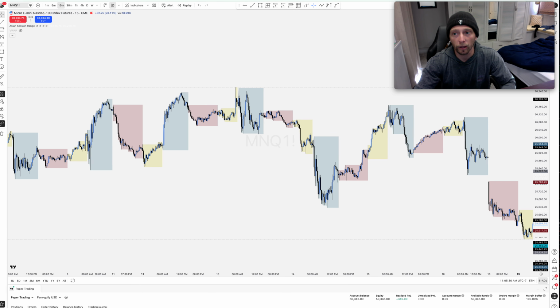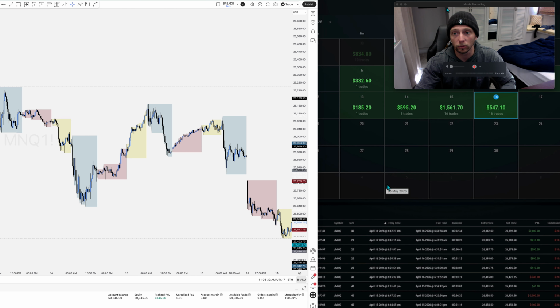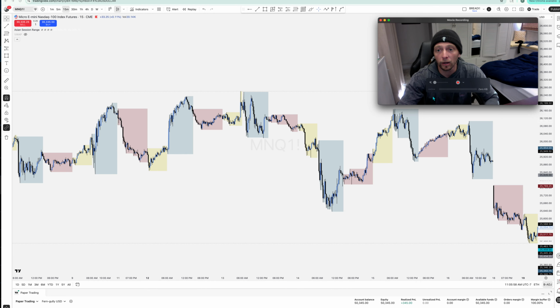Just a quick look at one of my best calendars ever was this right here. I think this was a 22 winning day streak. And it really is just base hits, base hits, base hits with a couple good winning days right here and right here. But yeah, it's just consistency is key. It's about staying disciplined with your risk and all that.